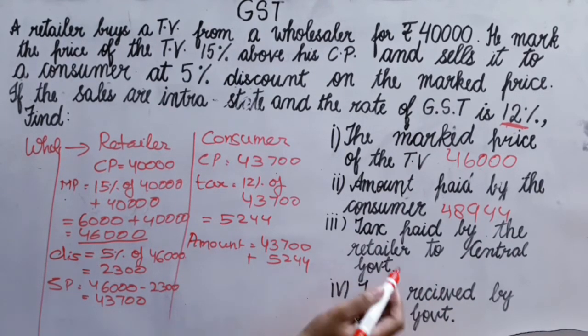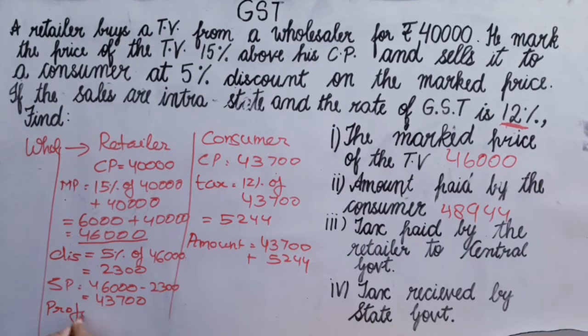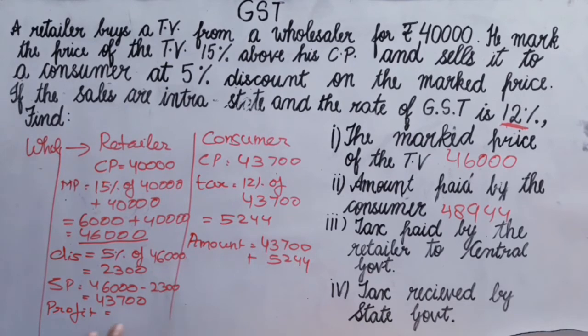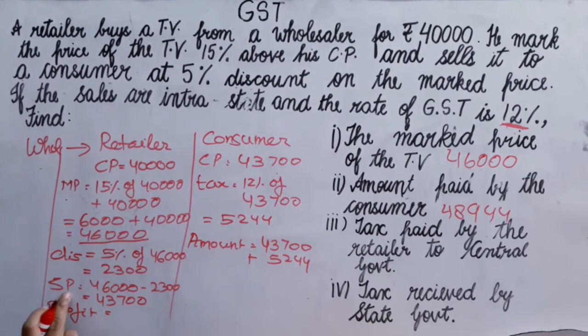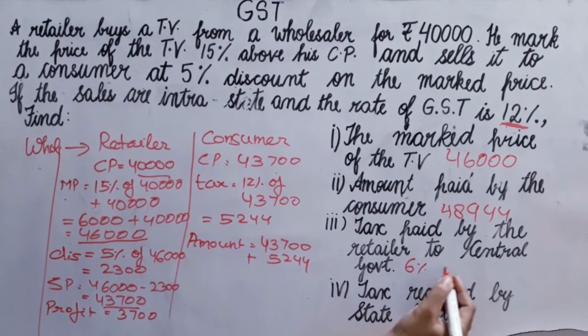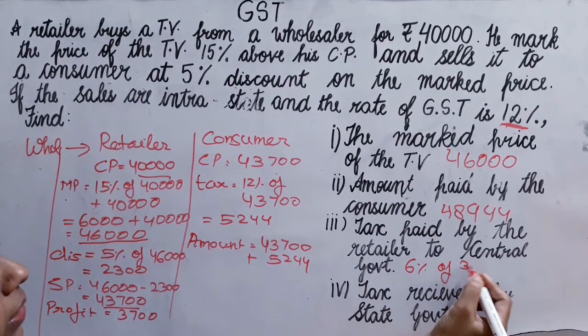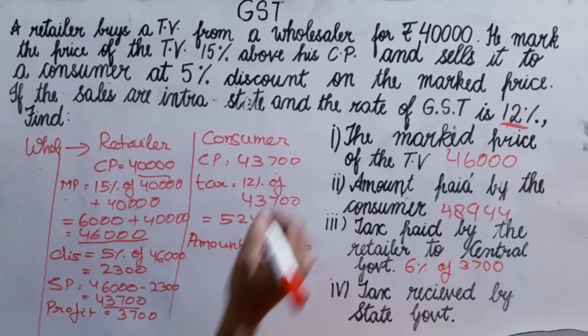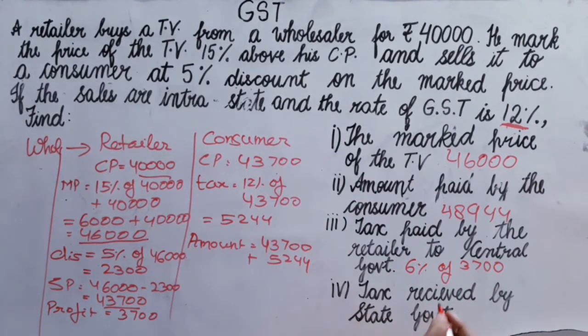Now, the tax paid by the retailer to the central government. Tax to the government is paid on the profit. So, let us calculate the profit here. Profit will be your selling price minus cost price. If I subtract this from this, I will get 3,700. So, he will pay 6% to the central government and 6% to the state government. So, that will be 6% of 3,700.